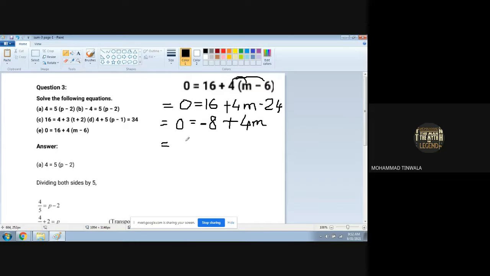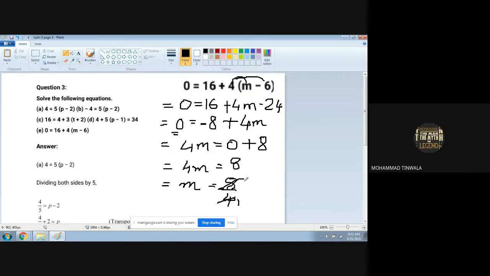Now 4m has to be separated, is equal to 0 as it is, which is on the left hand side, right? This minus 8 to be shifted beside 0, so it will convert to plus 8. Okay? Yes, sir. 4m is equal to 8. Now we have to find the value of what? Value of m. So value of m is what? 8 divided by 4. 4 1s are 4, 4 2s are 8.